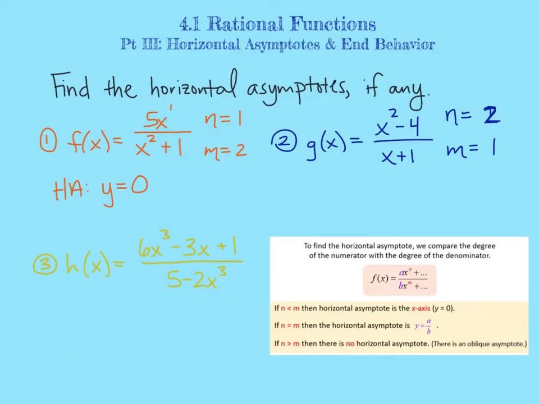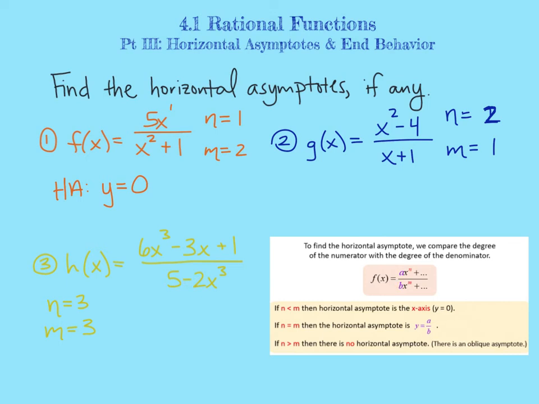Lastly, in problem number 3, we again want to find the values of n and m. And our n value, the degree of the numerator, is 3, while our m value is also 3. Be careful because this polynomial in our denominator is not written in standard form. It's just written out of order, technically. So this is actually our leading term, negative 2x cubed. It contains our degree and our lead coefficient, the b value.